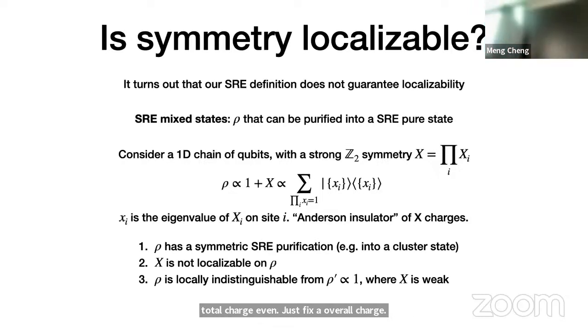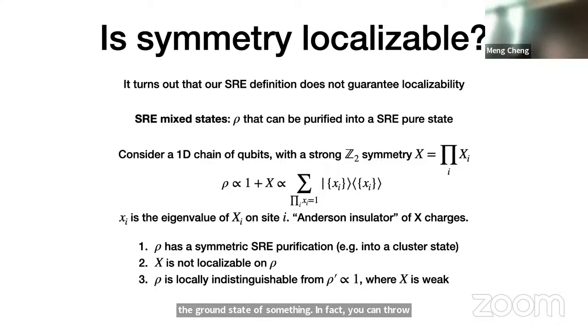Now, the somewhat unexpected thing is that this is actually a strong Z2 symmetric SRE state, meaning that you can purify it, preserving this strong Z2 symmetry, into a pure state, the ground state of something. In fact, you can purify it into a cluster state.